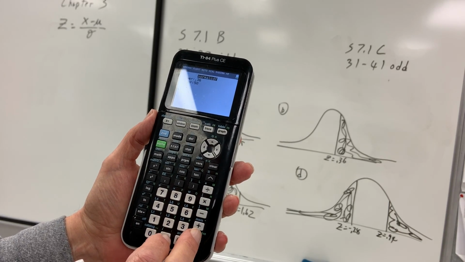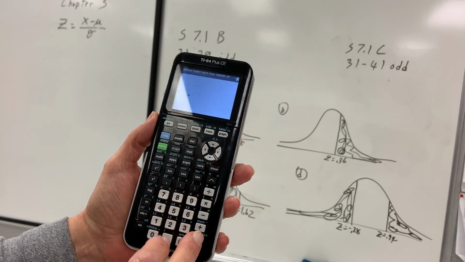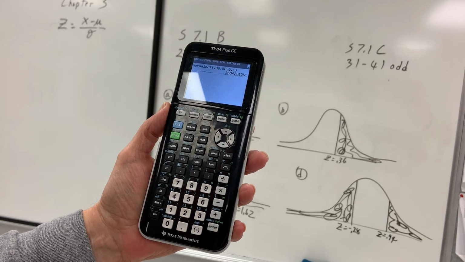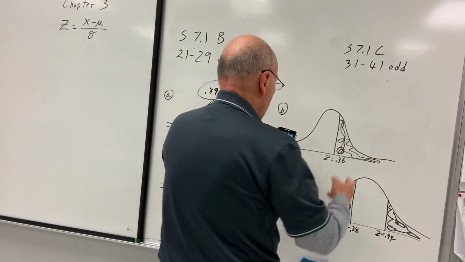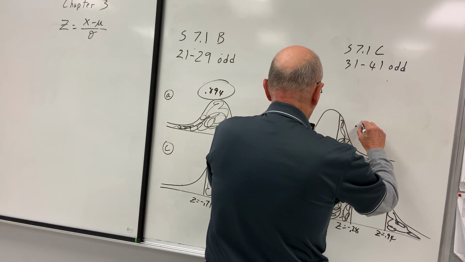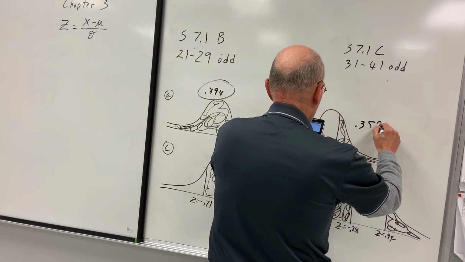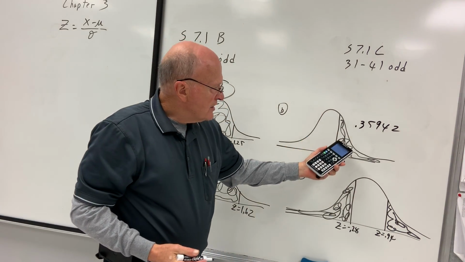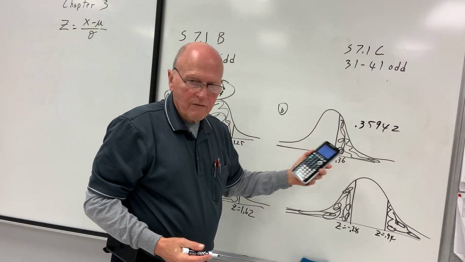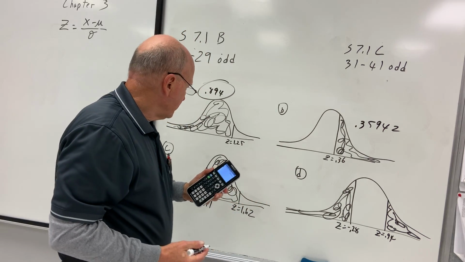And then I'm going to come down and hit enter, enter, enter, enter. And then I hit enter, and I see that this area over here is 0.35942 and so forth. So here is the part under the normal curve that is shaded in there.